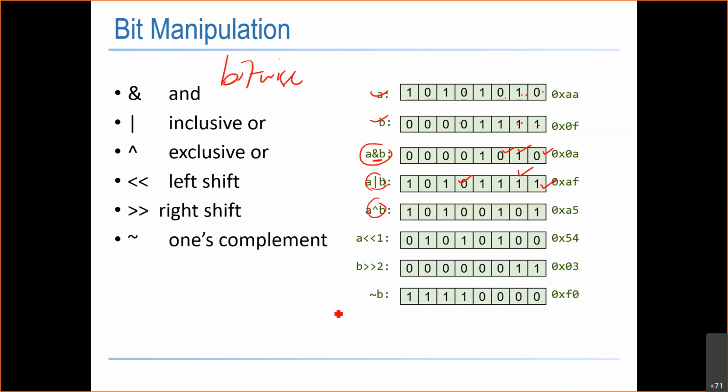This is an XOR operation. This is a shift left by 1. So you can see this is A. Shift left by 1. So this will go out, this will go here, 0. This will go here, 1. This will go here, 0. This will go here, 1. This will go here, 0. This will go here, 1. And this will go here, 0. And then you feed with a 0. So 0, 1, 0, 1, 0, 1, 0, 0. Okay, so this is shift left by 1. Shift right by 2. Complement. So this is complement. Sorry, this is B, right? 0 becomes 1, 0 becomes 1, 1 becomes 0, it is just a complement.